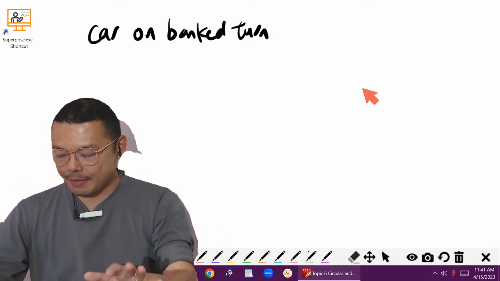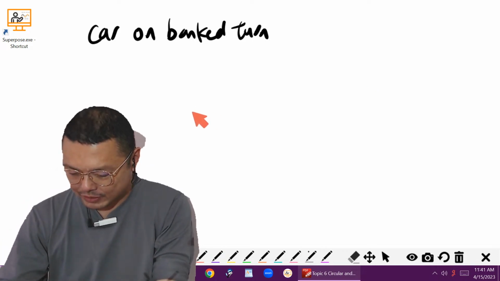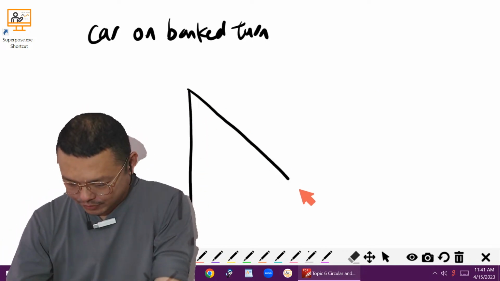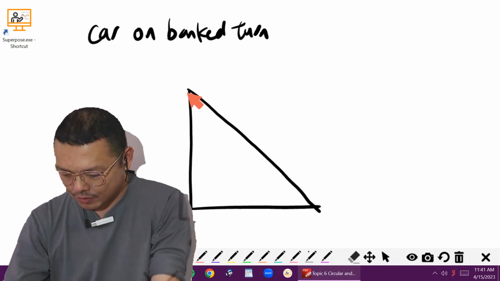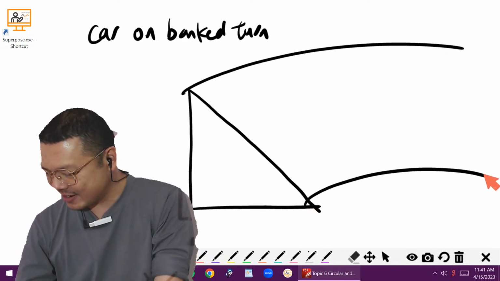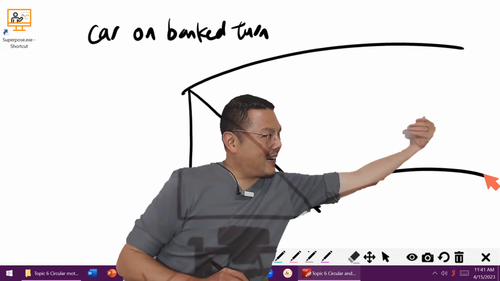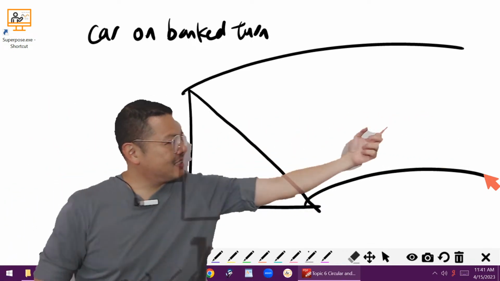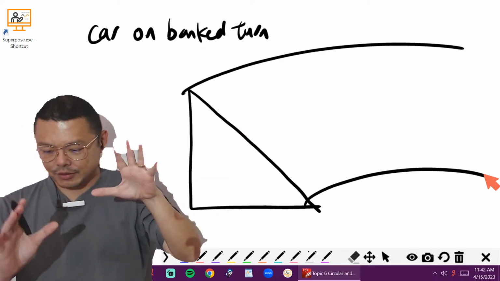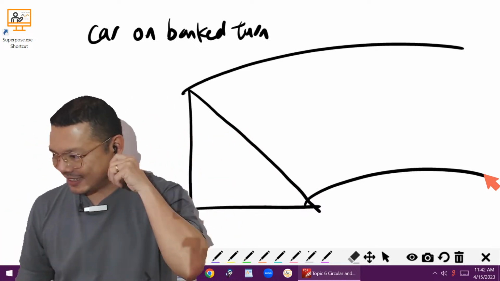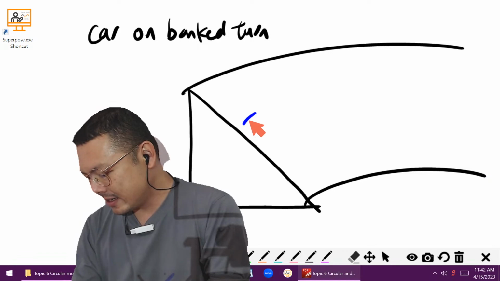I'm talking about a car on a bank turn. So the road looks like this, okay? I try to draw it as accurately as I can. So the car is approaching you, right? As it turns, now it's approaching you. So can you try to figure a way to draw this? I'm gonna draw the car as well.